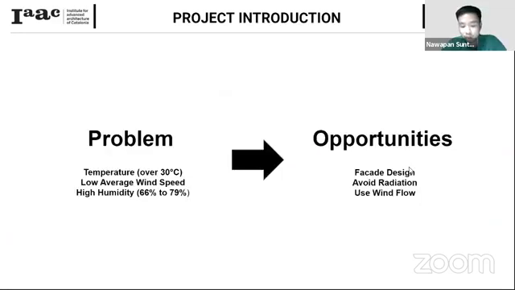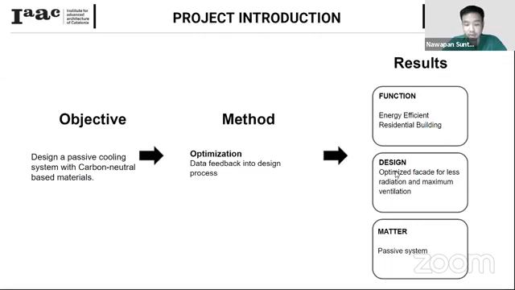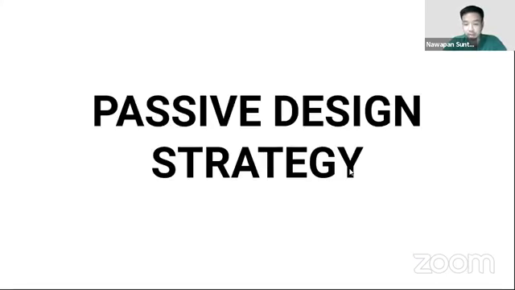After we know the problem, the analysis leads us to the opportunity to design the building elements, where we focus on how we can design the protective skin or the architectural elements to decrease the temperature. We expect a result of energy efficiency with minimum radiation and maximum ventilation by passive cooling, and using carbon neutral structural material and trying to use it as a major part of the material inside the building. For the passive design strategy, I will give this topic to Jonathan to present.